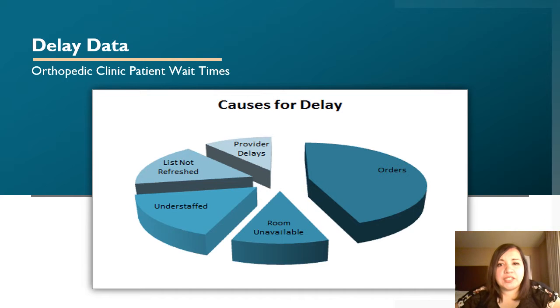This pie chart demonstrates the breakdown of the 5 categories of delay causes. On the day that I recorded patient wait and delay data, 39% of delays were due to the patient not having orders or orders being unclear. We identified this as the largest cause for exam delays. 17% of the delays were due to the patient list not being updated or refreshed. 17% of delays were due to the clinic being understaffed with technologists.